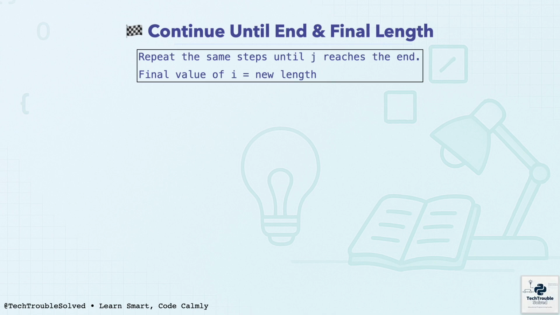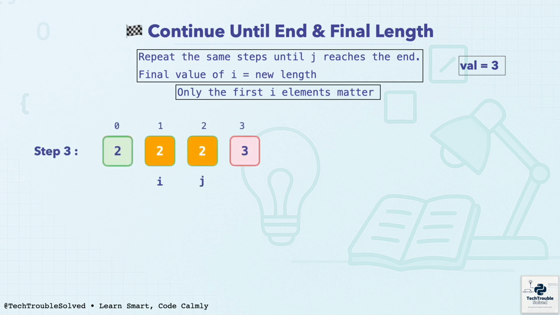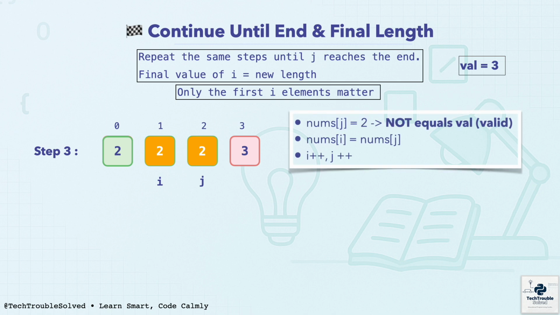Pointer j keeps moving forward, one element at a time. Whenever we see a value equal to val, we skip it. Whenever we see a valid value, we copy it to position i and move i forward. In our example, pointer j now points to index 2 with value 2. This is again a valid value, so we copy it to position i. Then we move i forward.